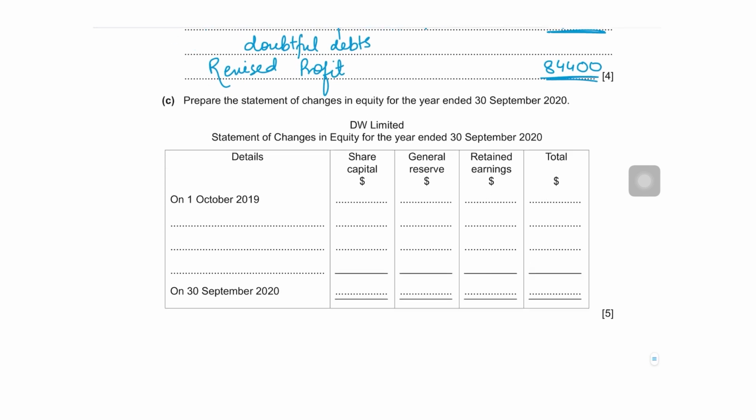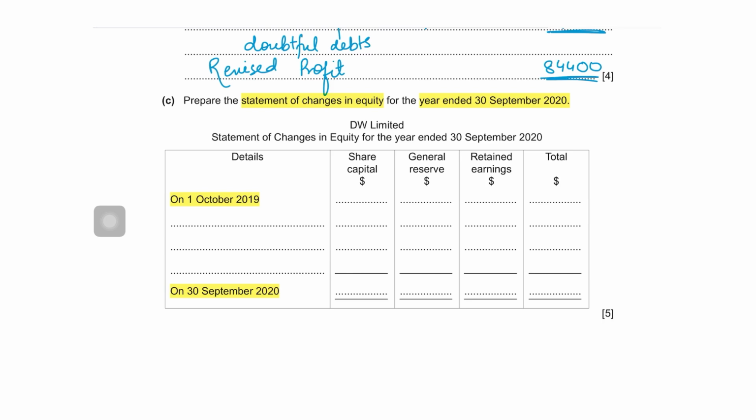Now moving towards the third part, prepare the statement of changes in equity for the year ended 30th September 2020. Now the format is given to us. We have 4 columns: share capital, general reserve, retained earnings, and total. We have to start with the opening balances on 1st October 2019, and we have to end at the closing balances, of course, on 30th September 2020.